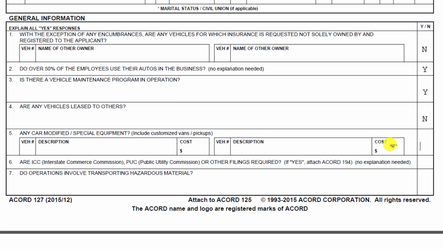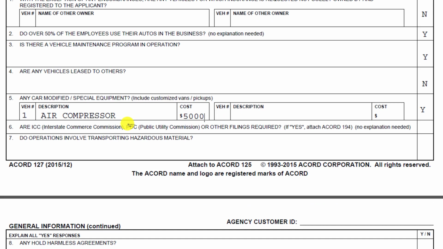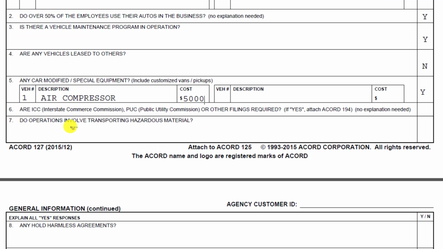If they have special equipment, you could put yes, and then you could, of course, just put down here exactly what that is. So vehicle number 1, and let's just say it has some sort of air compressor. I don't know, some special air compressor on the back. I'm not a contractor. Let's just say that it costs like $5,000. Okay, so you do want to add those special modifications if there are any. And this again would be something physically attached to the vehicle, not if it's just in the bed of the truck. Air compressor is probably a bad example, but like a winch or some sort of a boom or something like that that they've added.